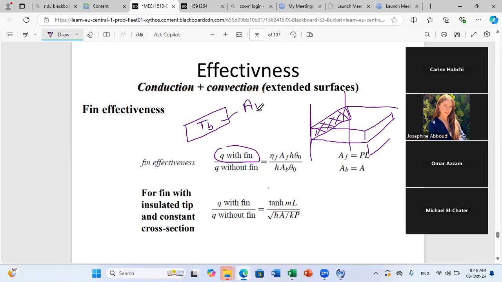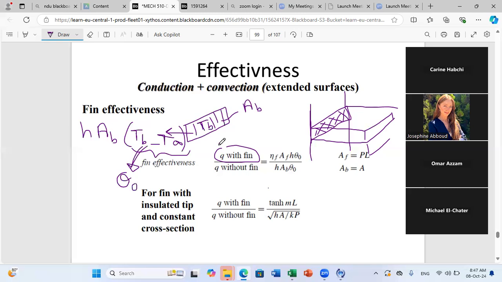So if I don't have the fin, what will be the heat convected from this area? The heat convected from this area will just be equal to h times area of the base times T base minus T infinity. Okay? And T base minus T infinity is theta 0. So this is theta 0. Okay?